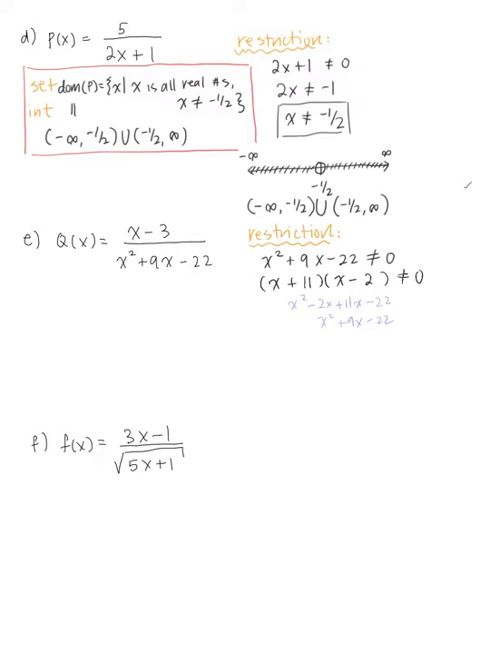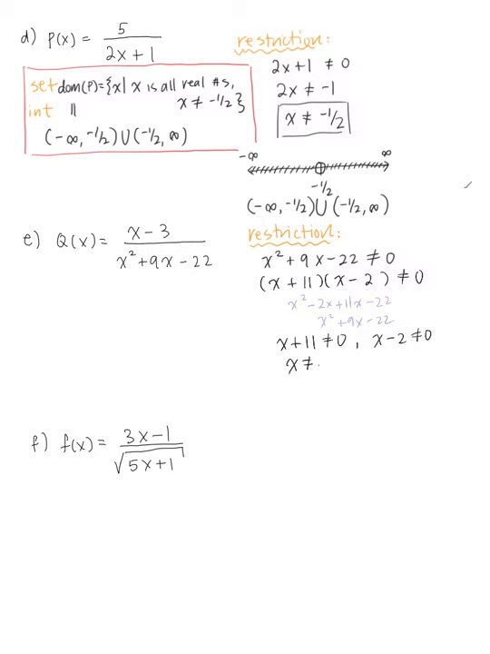All right, so now from here it's easy peasy. So if I have x plus 11 times x minus 2 does not equal 0, that means that x plus 11 cannot be 0. And x minus 2 cannot be 0. All right, so that means what?